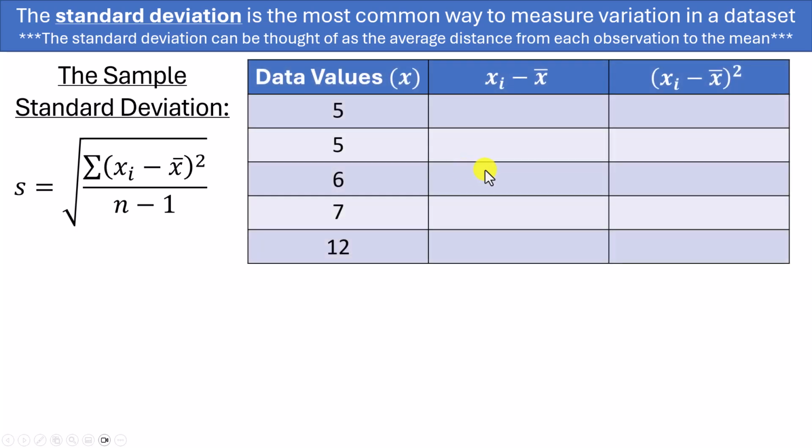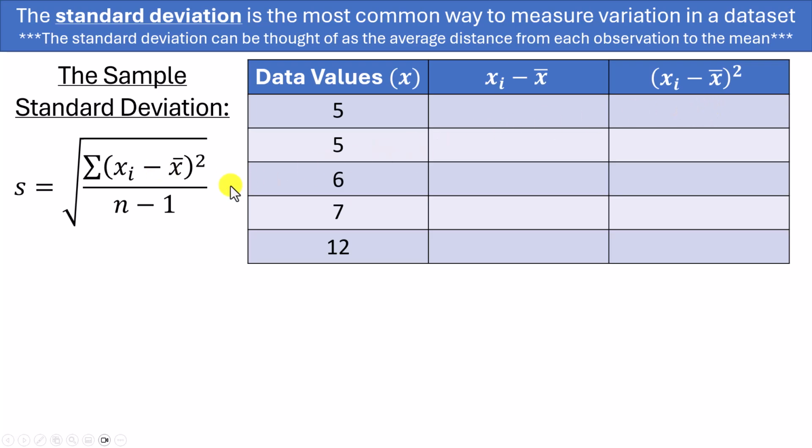Here's a dataset that has 5 values. We have 5, 5, 6, 7, and 12. Now, to calculate the standard deviation, I usually make a table that has 3 columns. The first column will contain all of the data values, which we represent with the letter x. The second column will contain all of the deviations, which is the inside of the parentheses in the standard deviation formula, x sub i minus x bar. The last column is each of the deviations squared, so that's x sub i minus x bar squared.